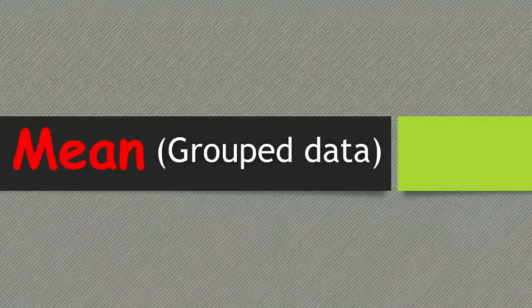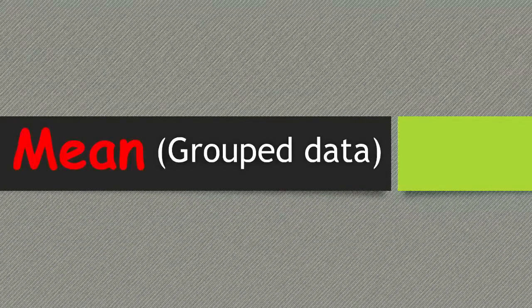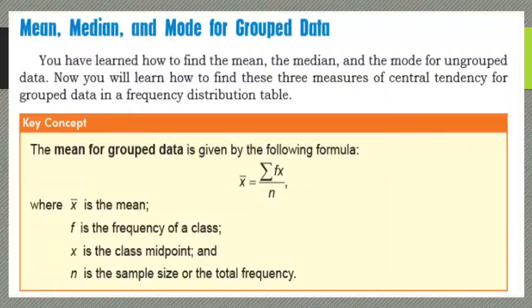Let's begin with the mean of group data for this morning. Now, this will be our formula over here. So the mean for group data is given by the following formula, where X bar is the mean.